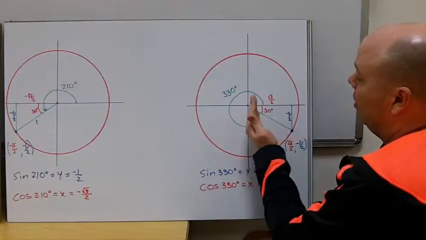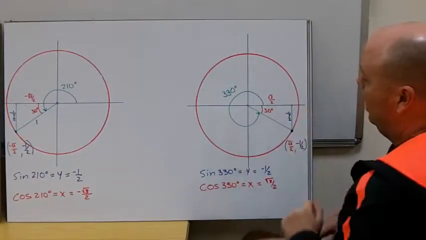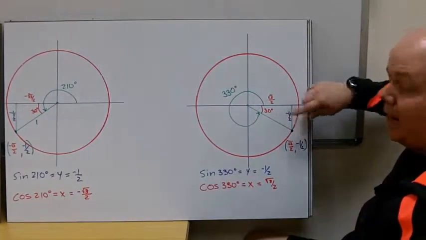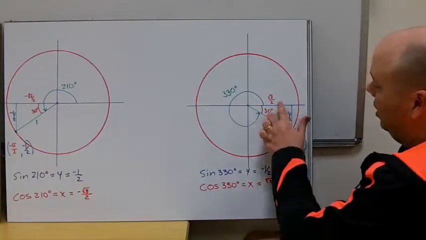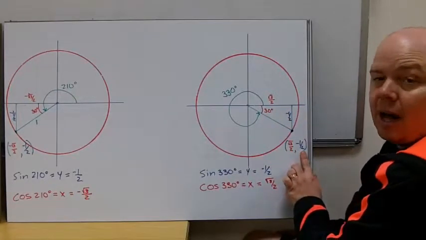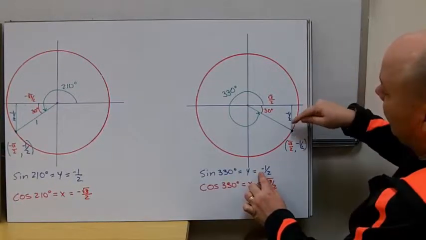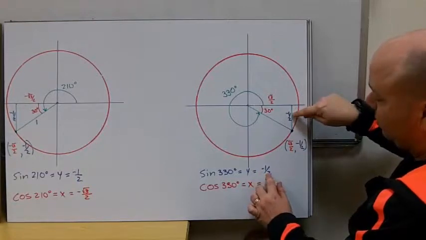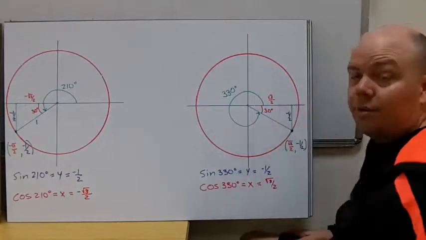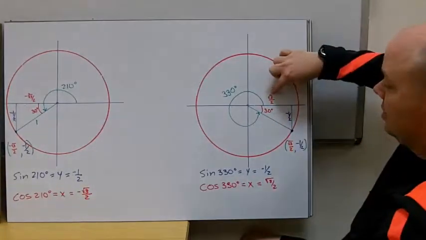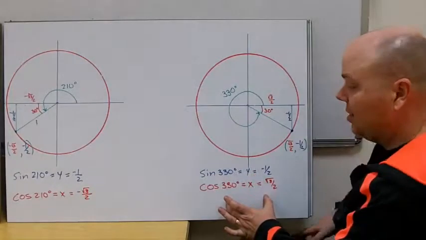So if you notice, you're on the right side of the y-axis, so the x will be positive, and the y will still be negative because you're still below the x-axis. So the coordinates of this point are square root of 3 over 2, negative 1/2. The sine of 330 degrees is equal to the y, so it's negative 1/2. Cosine of 330 degrees is equal to the square root of 3 over 2. It's positive. So if you notice here, sine is negative, cosine is positive.